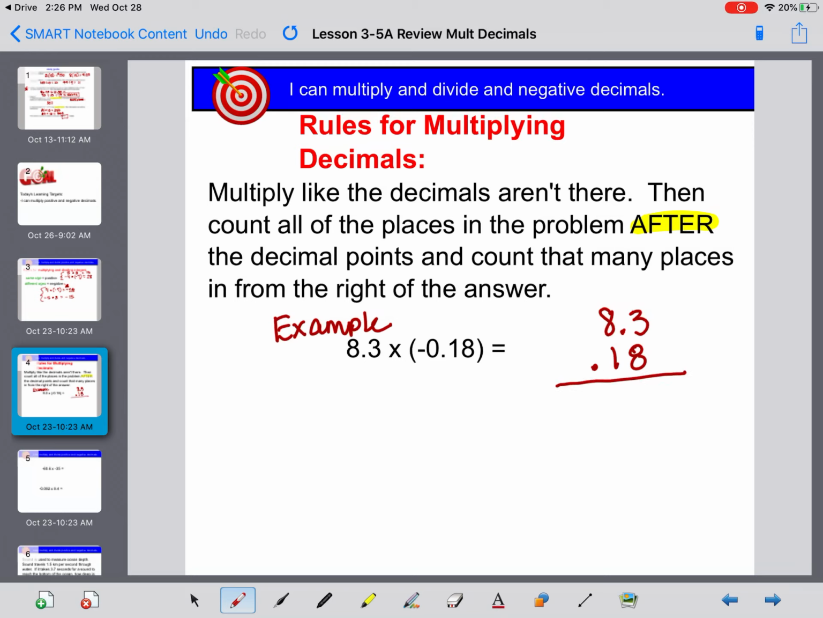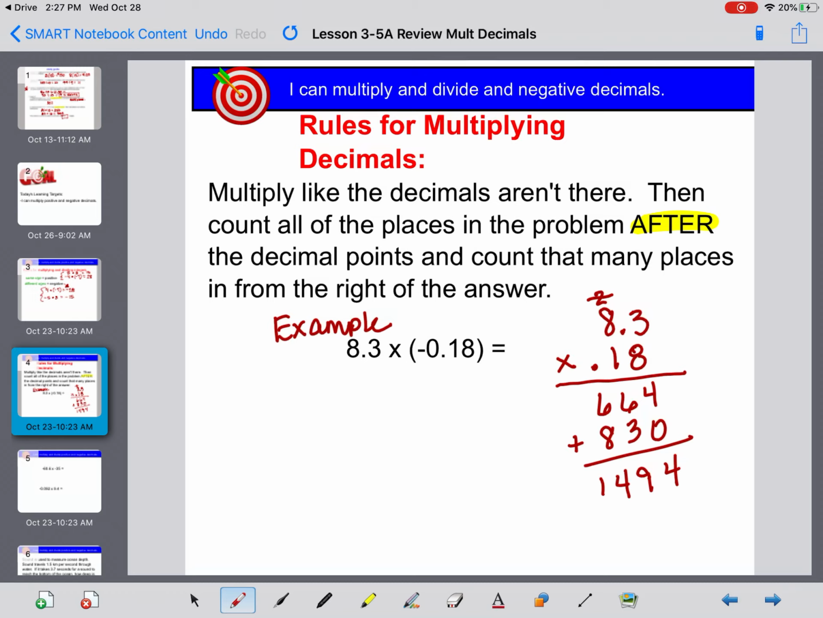Notice I did not line up my decimal point. I'm going to multiply like the decimals don't even exist. 8 times 3 is 24, carry the 2. 8 times 8 is 64, plus 2 is 66. I put my 0 down. 1 times 3 is 3. 1 times 8 is 8. Then I add these together. 4 plus 0 is 4. 6 plus 3 is 9. 8 plus 6 is 14. And now I have my number, 1494.